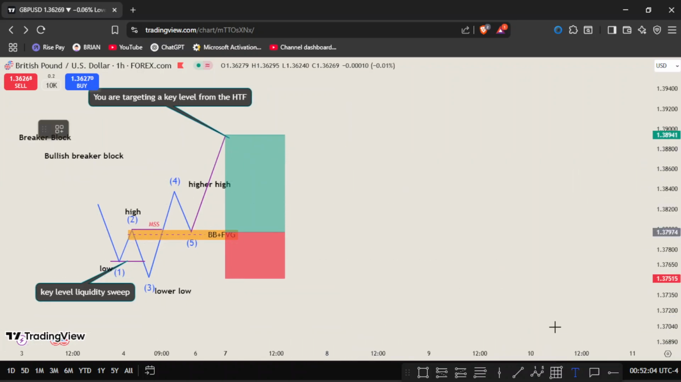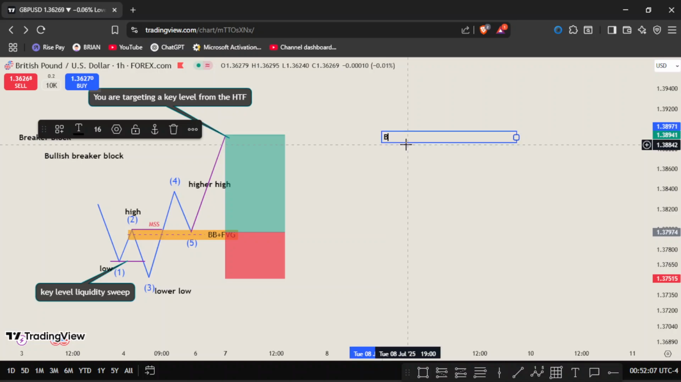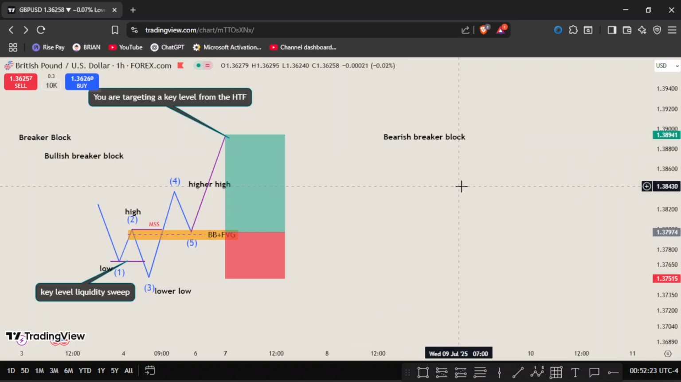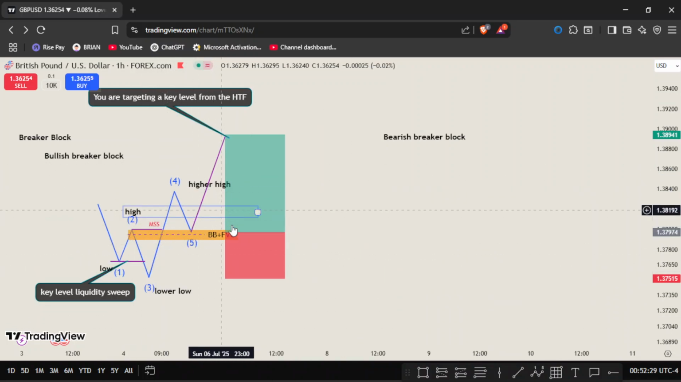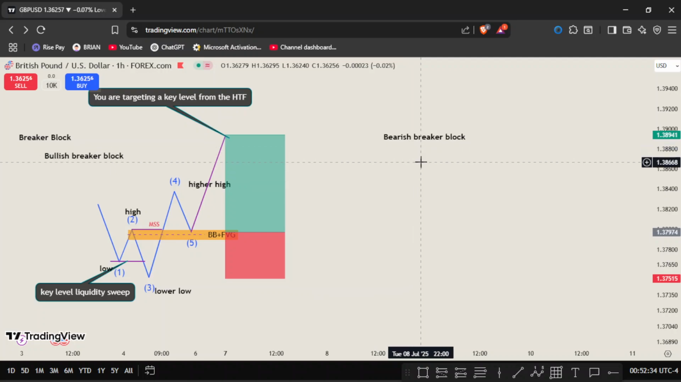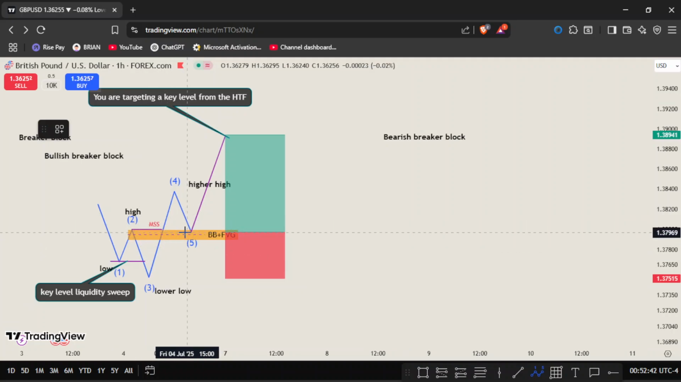Now coming to this, now I'll be explaining, and I hope I don't take much time while trying to explain this bearish breaker block. A bearish breaker block will be the opposite of what we have already formed here. So it will be something like this. I'm just saying it's the opposite of what we've already formed here.